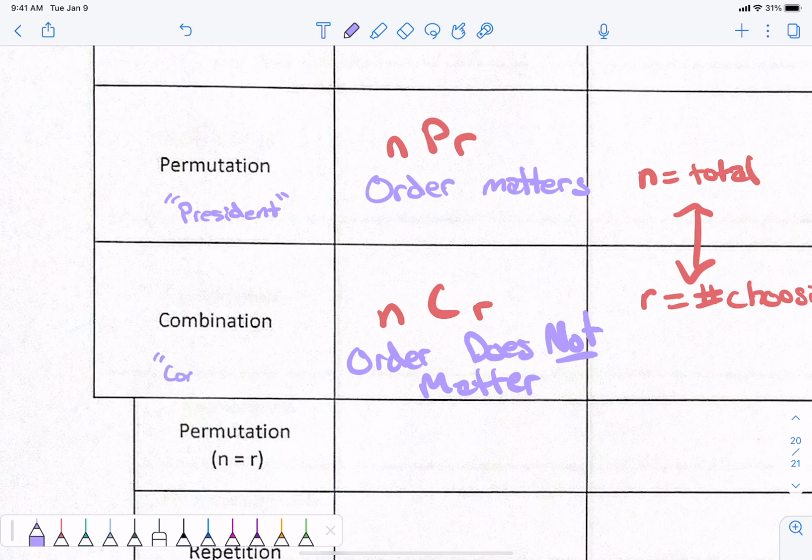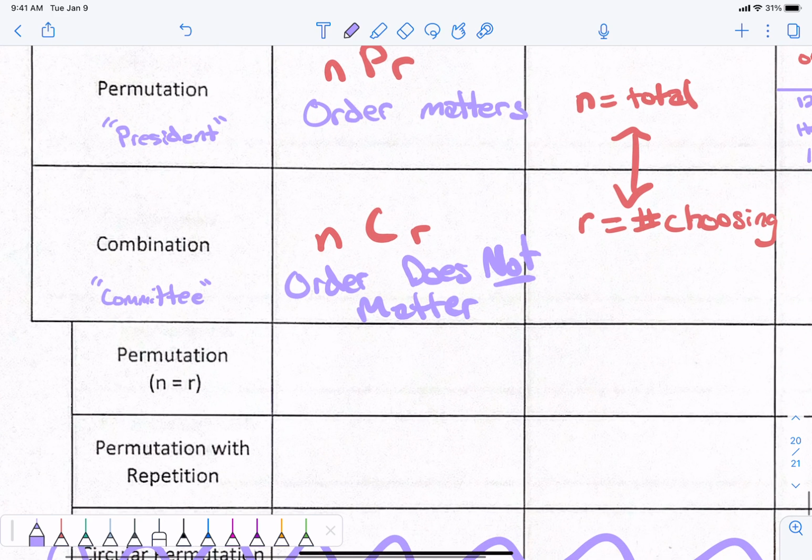Combination is committee. And in a committee, order doesn't matter. I can draw your names one way and then switch them around, draw them another way. You're all going to be on the same committee. It doesn't matter. Okay? So you have the same job. All right? Good? Let's do a combination.